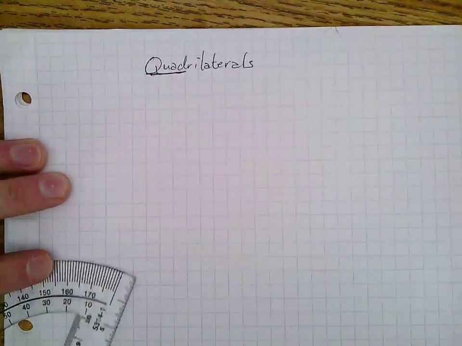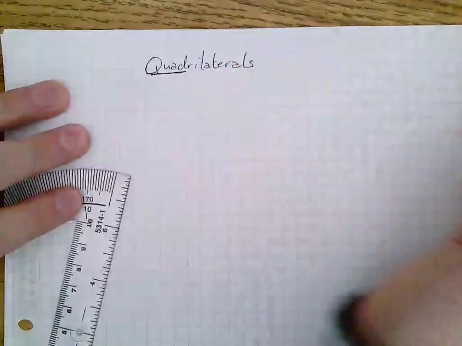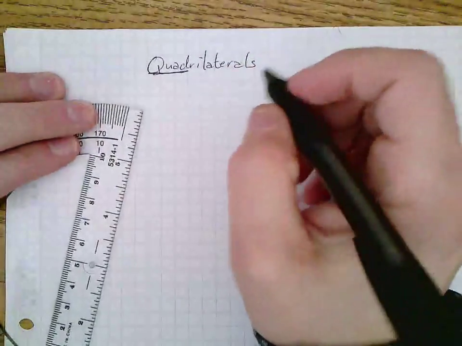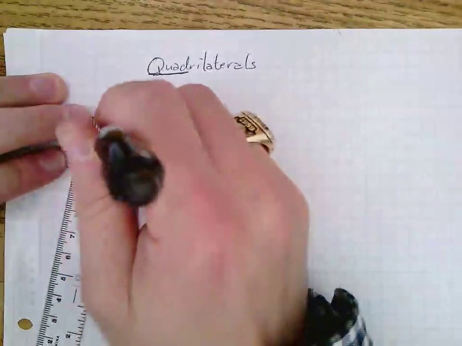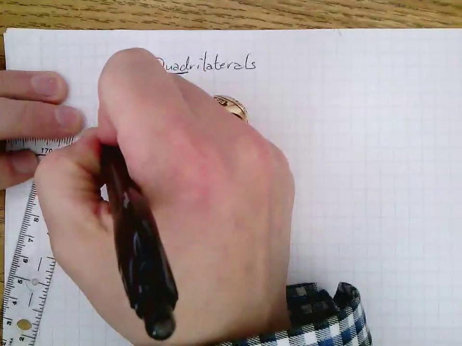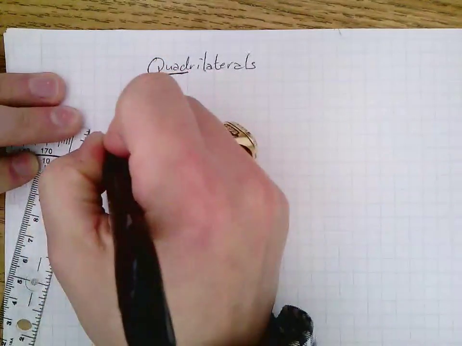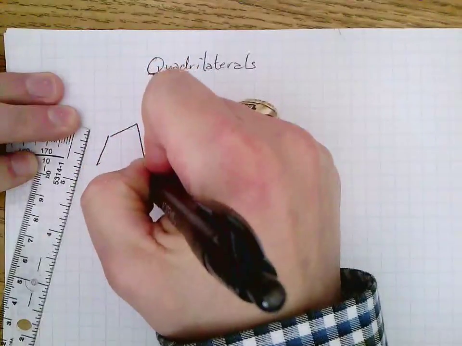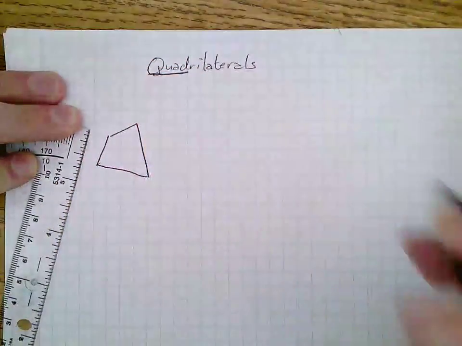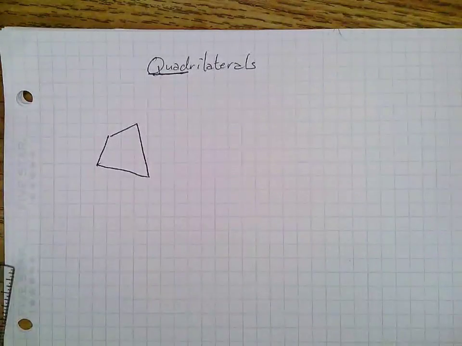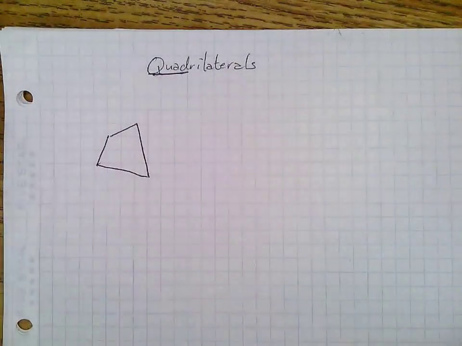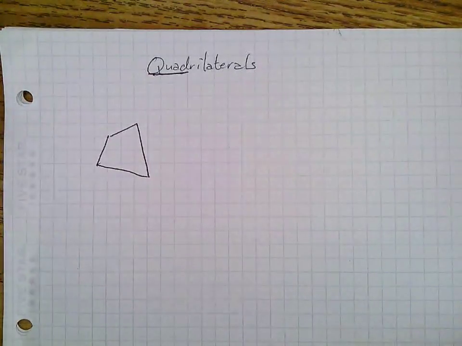intertwine. So the first kind of quadrilateral we have is just a plain quadrilateral. And it can be any shape that we want, as long as it has four sides. So this is a quadrilateral. It is an irregular quadrilateral because it doesn't have any congruent sides. It doesn't have any congruent angles, I don't think. At least it's not intended to. But it's a quadrilateral just by the virtue of having four sides.